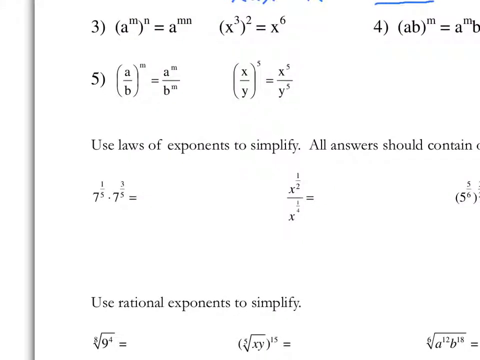Look at rule number 3 here. (a to the m) to the n. If you have an exponent inside and outside of the parentheses, you multiply those exponents together. So (x cubed) squared equals x to the 6th. That's easy to see because we have x cubed and we want to square it, so we write it down twice. And when you write it down twice and you multiply, you add the exponents, 3 plus 3, you have x to the 6th. So of course, if there is an exponent inside and outside the parentheses, you multiply.